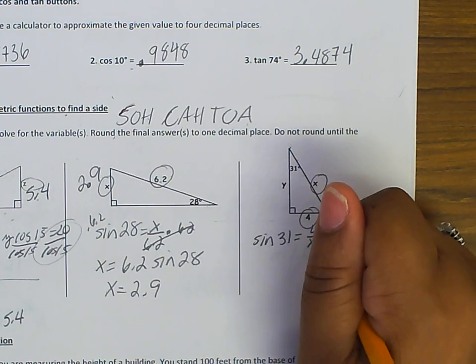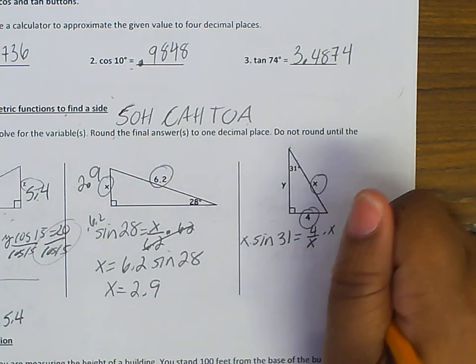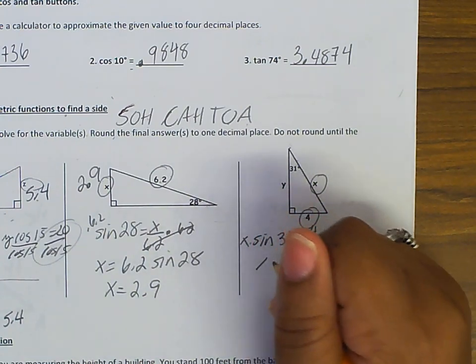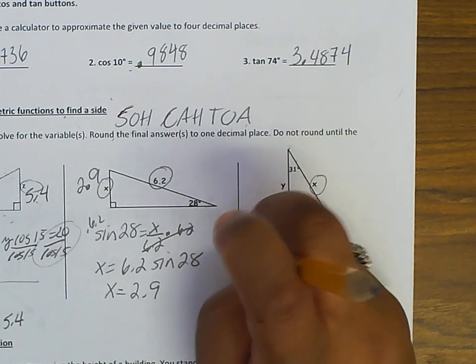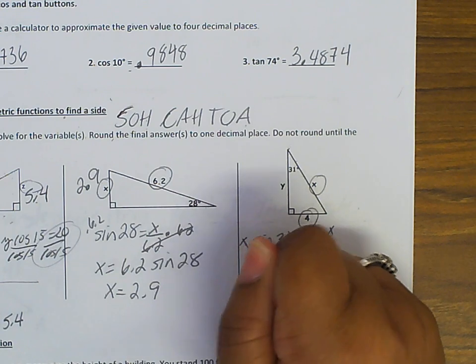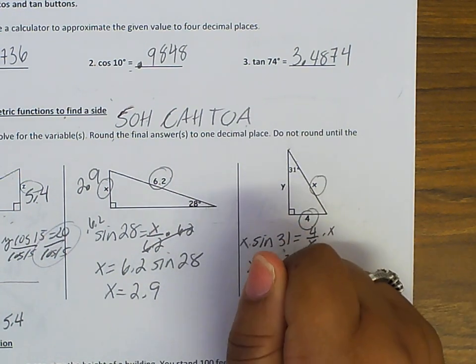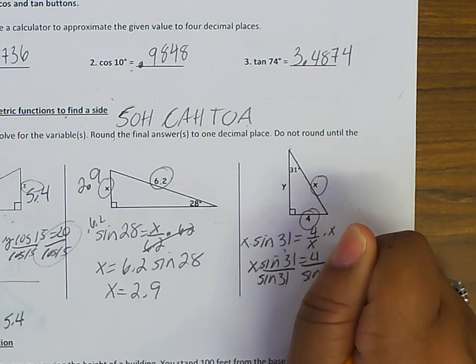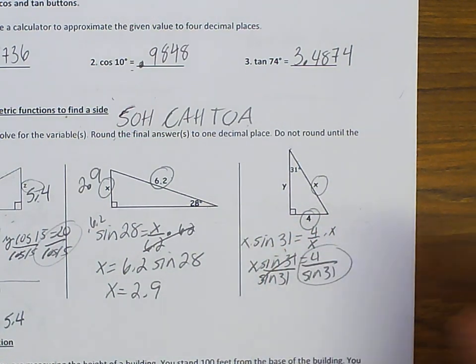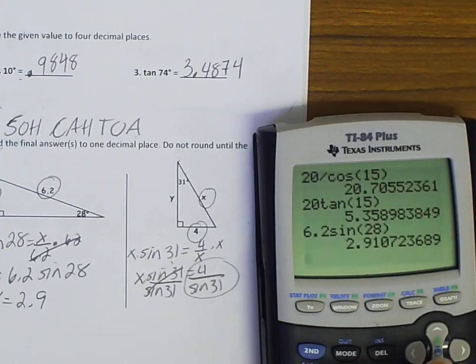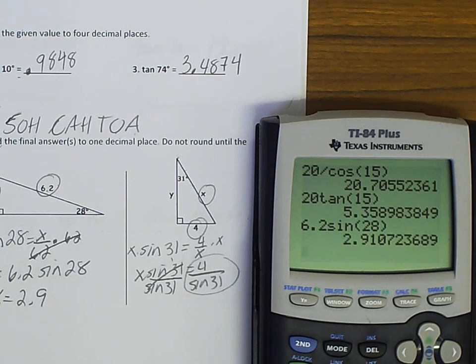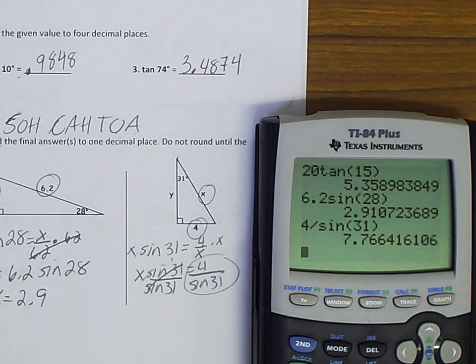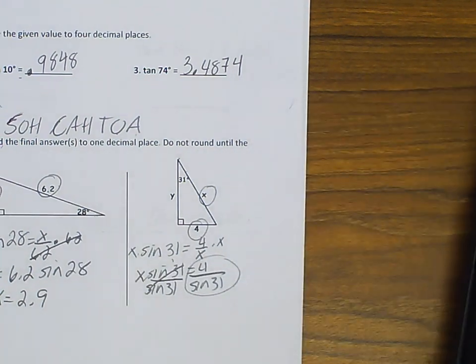So I'm going to multiply both sides by x. Then you get x sine 31 equals 4, and then you just divide that out. So this is what you're going to type into the calculator. Get your calculators out. It should still be in degree mode. So you do 4 first, then divide, then sine, then 31. And you're going to 1 decimal place, so that will be 7.8 for x.